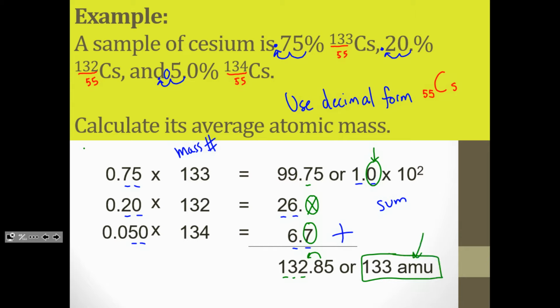We're going to calculate a major lab and we're going to work through those problems where we have weighted averages, and you're going to be calculating the average atomic mass of a given sample.